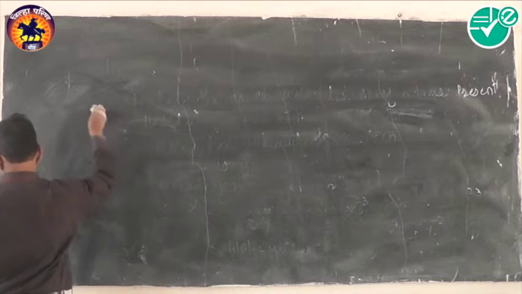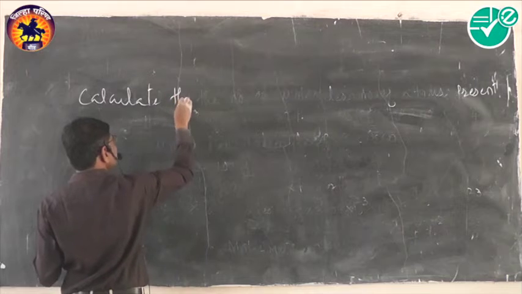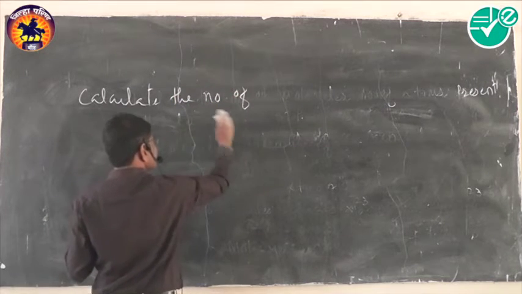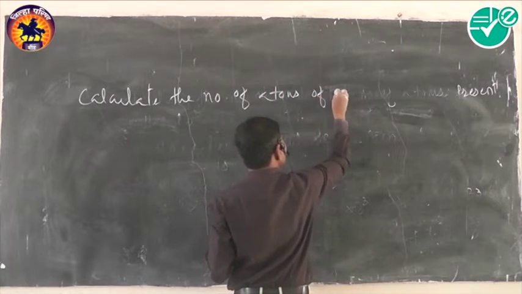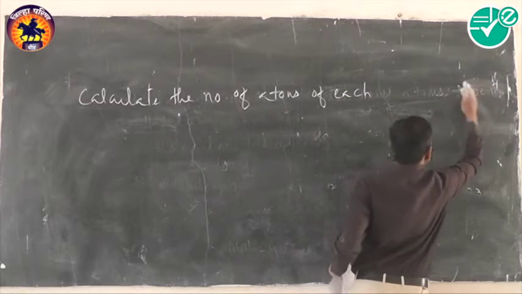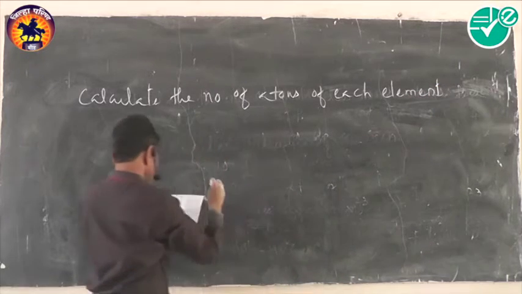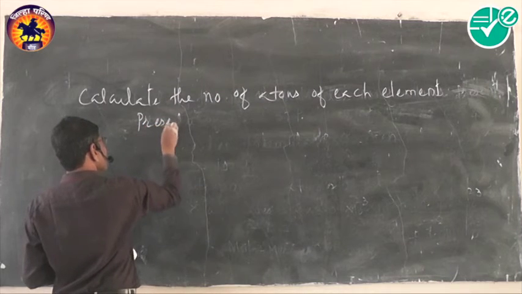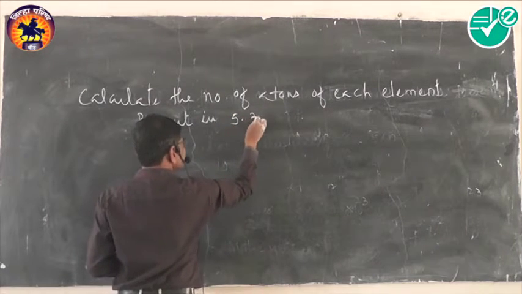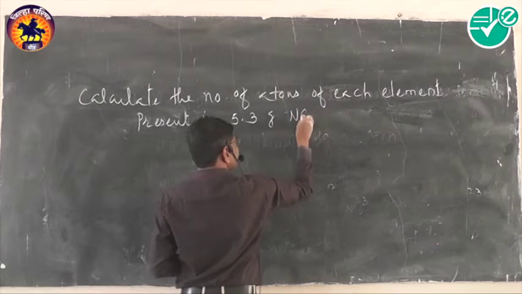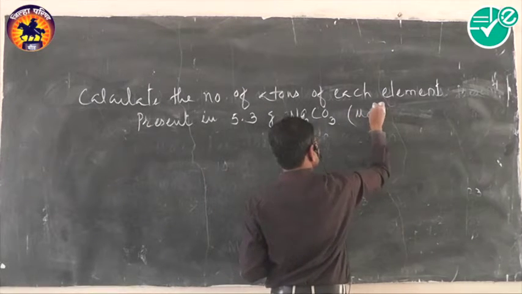Now, the last problem: calculate the number of atoms of each element present in 5.3 gram sodium carbonate. Now, the molar mass.